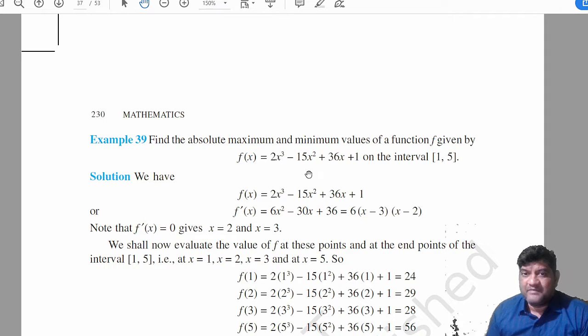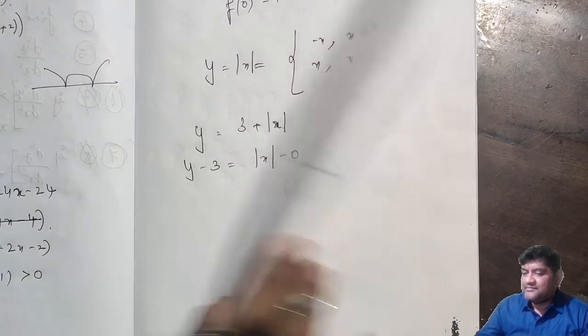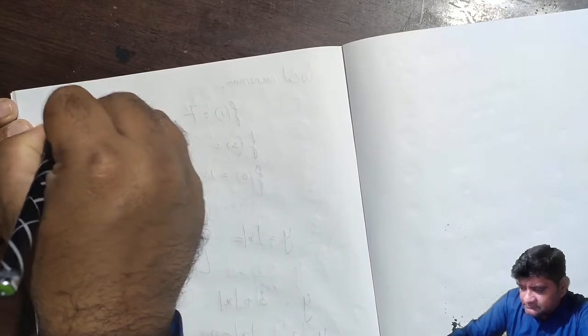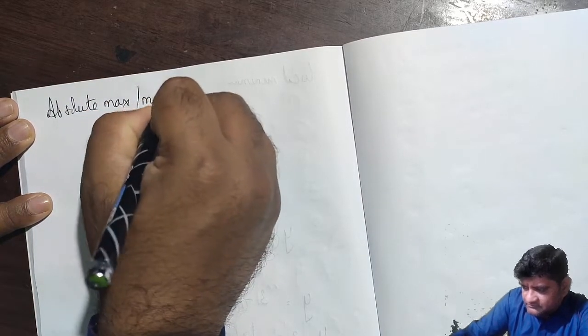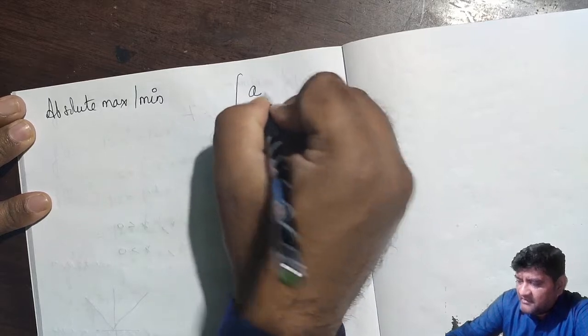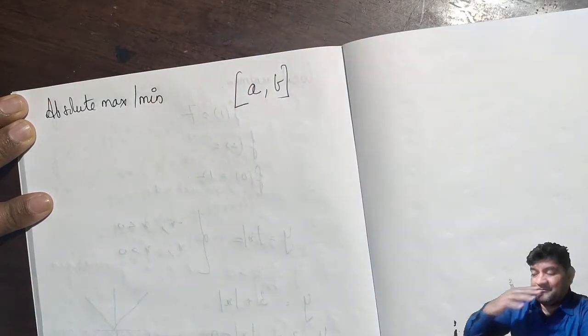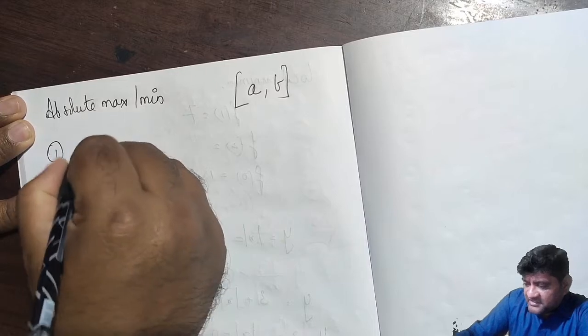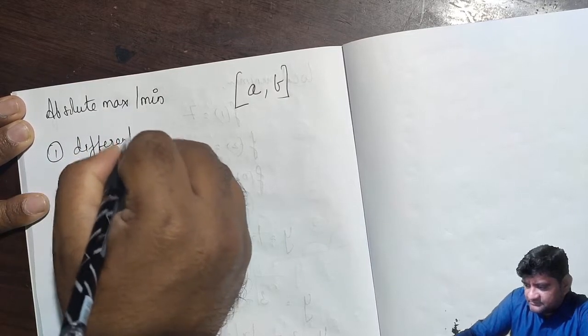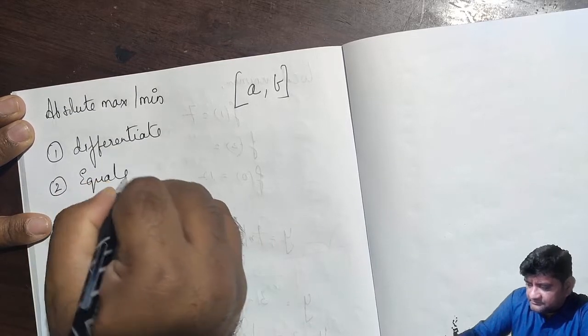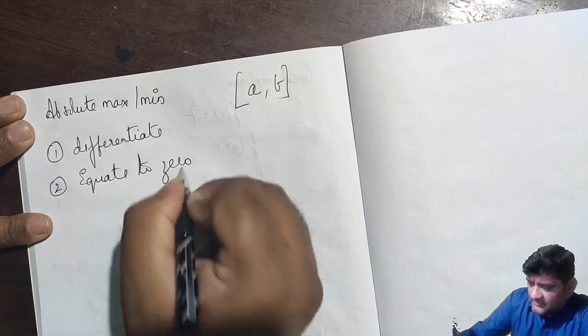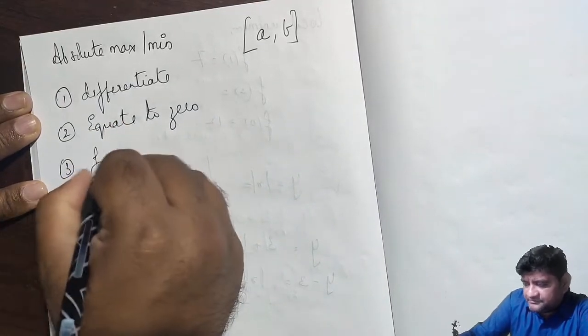This is for absolute maxima and absolute minima questions. The working rule for absolute maxima and absolute minima is different. So what happens in an absolute maxima and absolute minima question? You will be given a closed interval. Remember this. You first differentiate the function, equate it to 0, and find the x values.